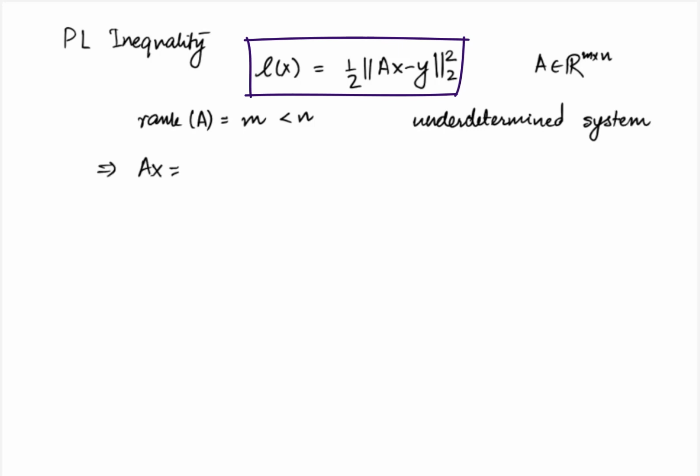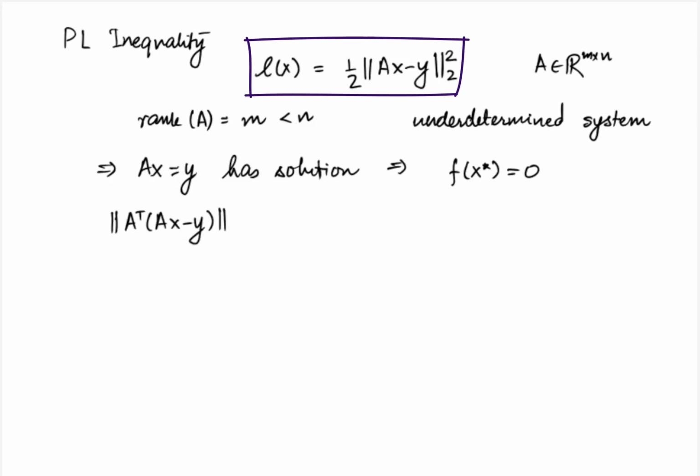So in this case you can see that Ax equal to y always has a solution since the columns of A span the entire space R^m. Therefore, this loss function at x star is equal to 0. Therefore, to verify the PL condition, we need to verify that norm square of A transpose (Ax minus y) is greater than or equal to mu times norm square of Ax minus y for some mu greater than 0. In other words, this condition implies that PL inequality holds for least squares.